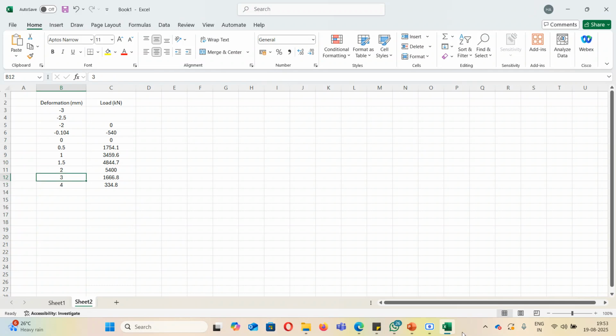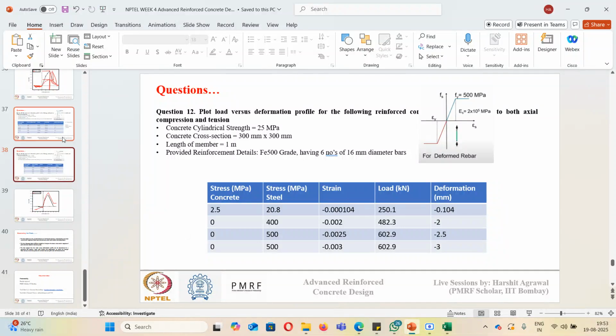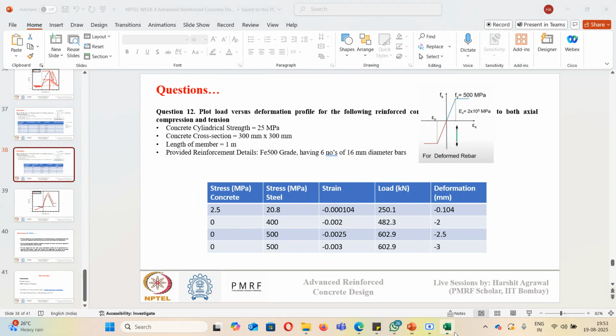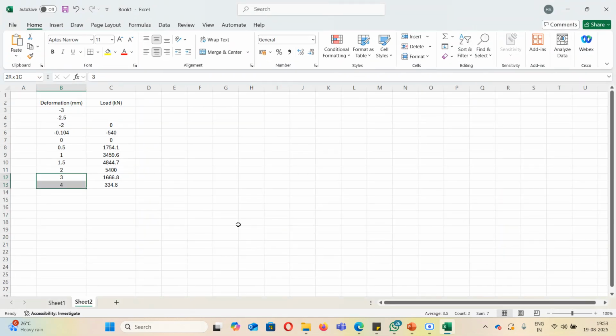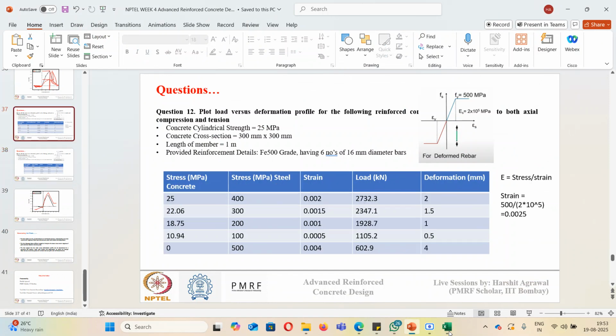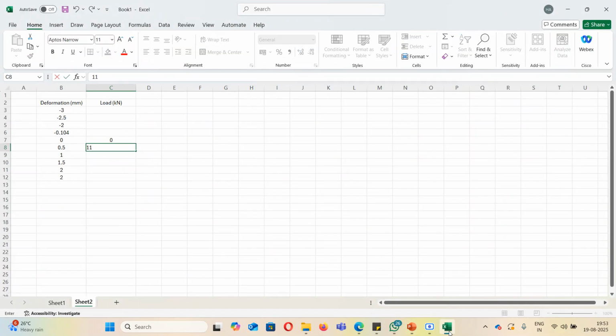Okay, after 2 we had... Up till 2 only we have plotted, because after that only steel is contributing, concrete is not contributing. So that will remain the same. Okay, so I will just copy the load values. So at 0.5 it was 1105.2.